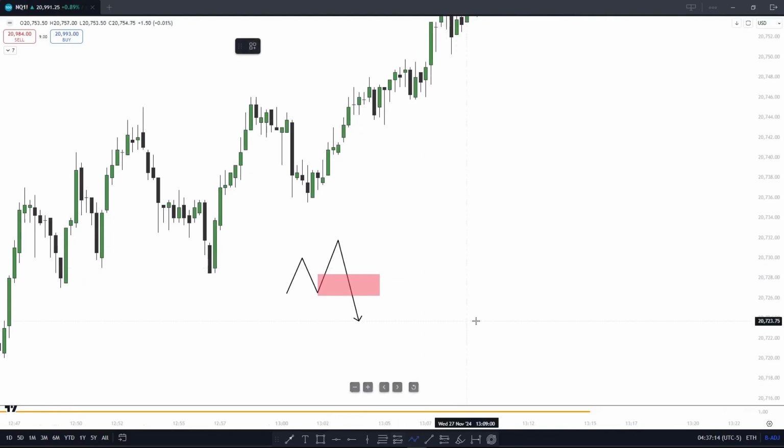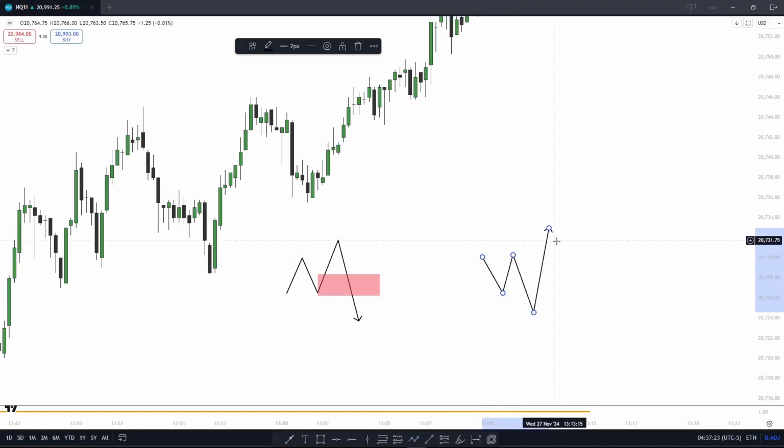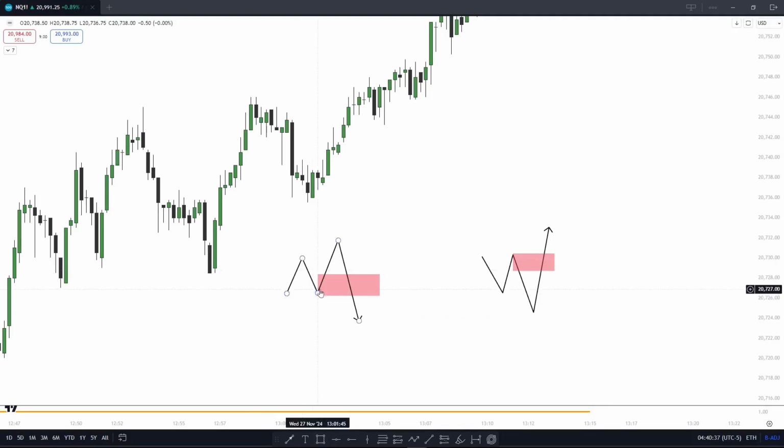Now, for a bullish example, we take a low, a high, we make a lower low, and then a higher high. This high right here is our breaker. Now, the second way I can explain it to you is the breaker is the order block that sent price higher for a bearish example.